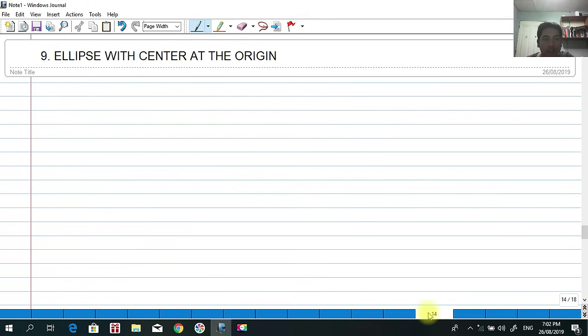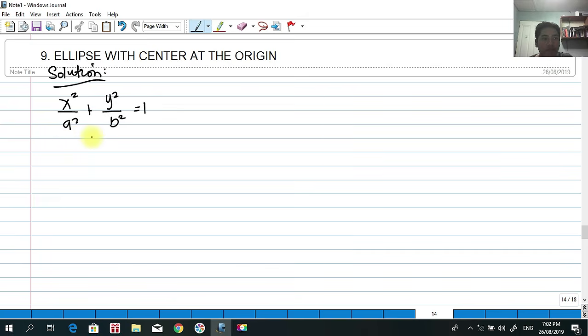Okay, down to our last example. Find the differential equation of the family of curves of the ellipse with center at the origin. Now, the standard equation or solution for an ellipse is x squared over a squared plus y squared over b squared is equal to 1. Okay?